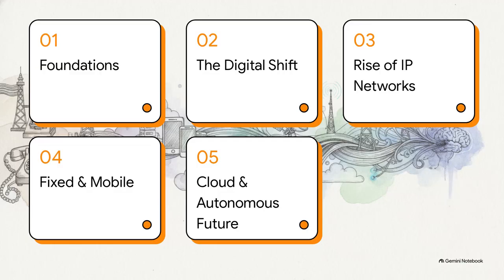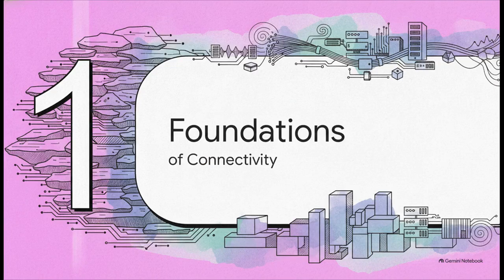To make sense of all this, we're going to map out this great convergence across 5 crucial evolutionary leaps: foundations of connectivity, the digital shift, rise of IP networks, fixed and mobile convergence, and finally, cloud and autonomous futures. Okay, let's kick things off with our first leap, foundations of connectivity.